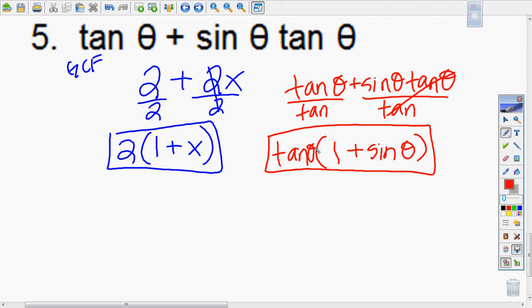Was that process any different than the algebra process? No, not at all.